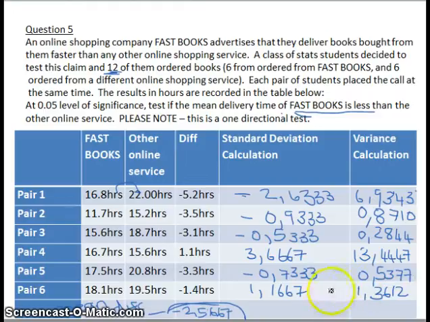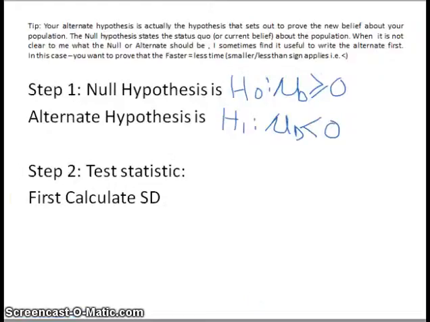Then I need to add these all up to have a final calculation to use to calculate my SD. The final answer by adding all of those values up is 23.4333. This I'm going to use to calculate my SD, and the mean difference I'll use in my test statistic. So let's move down again.